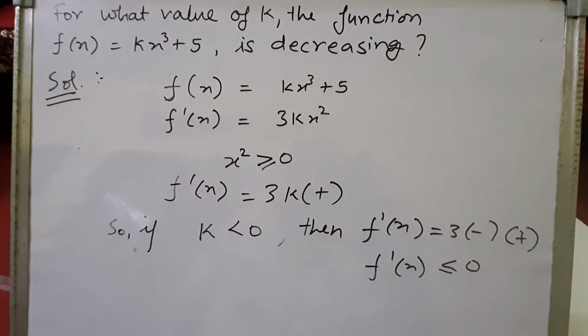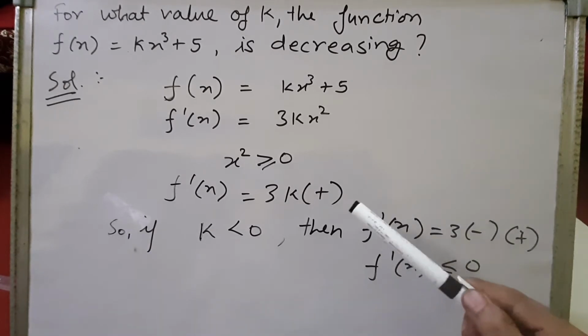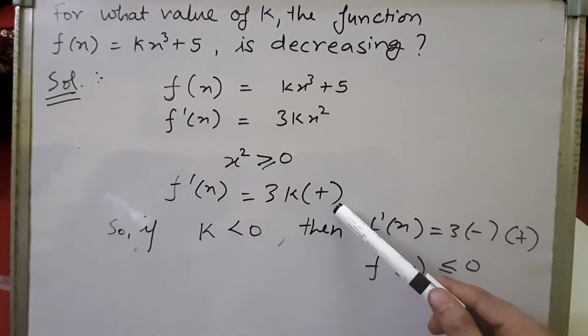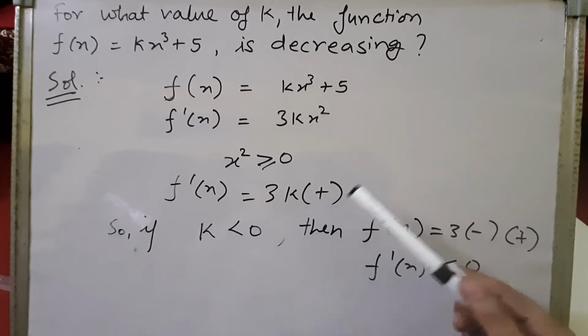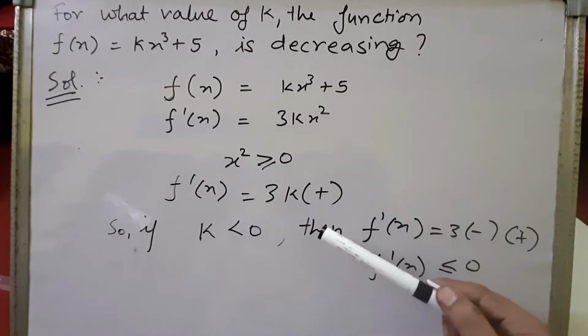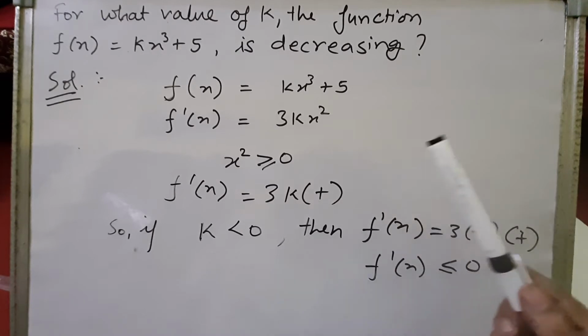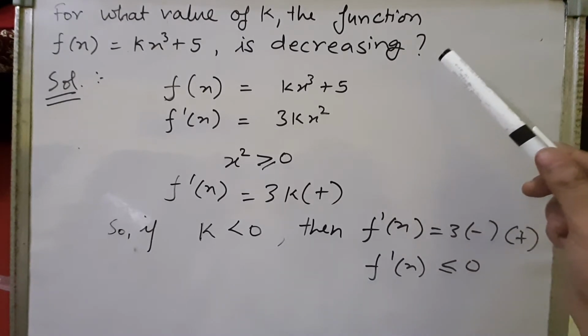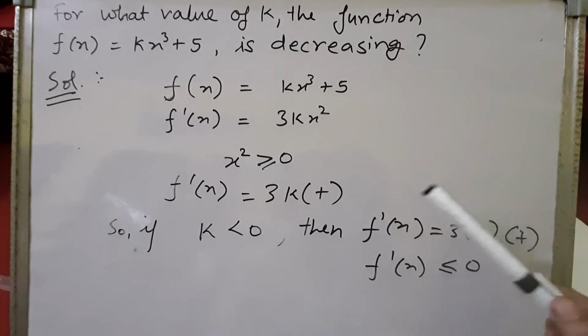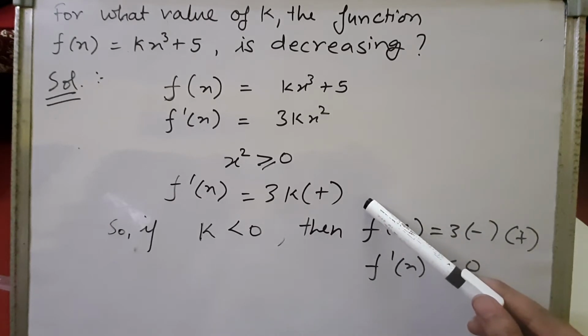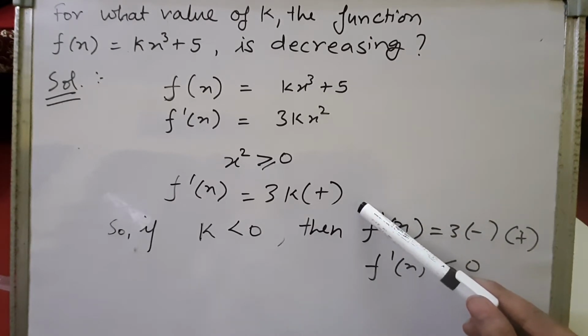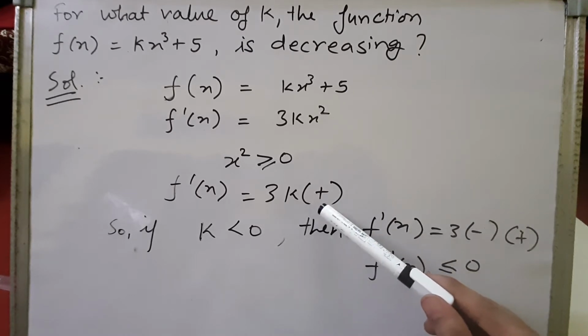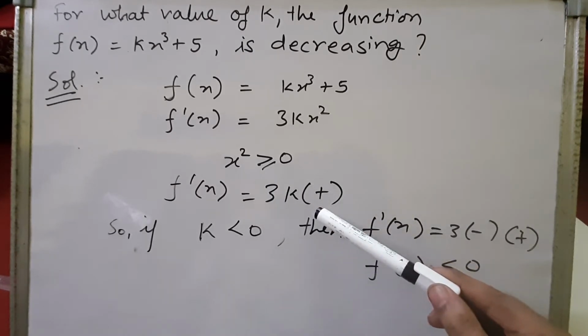Now, children, we know that the value of x square is always greater than or equal to 0. So the value of f dash x will be either positive or 0. So the value of f dash will be either 3k times positive or 0, right? So to find the value of k for which the function is decreasing, the value of f dash x must be less than or equal to 0. So we have to make this whole term less than or equal to 0.